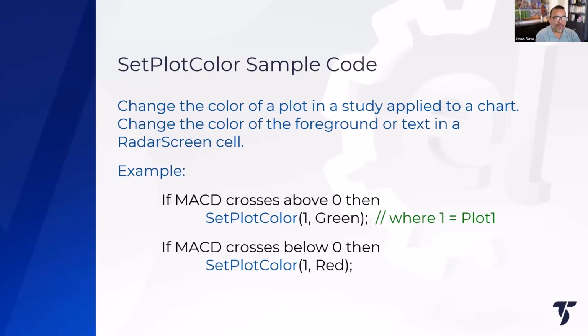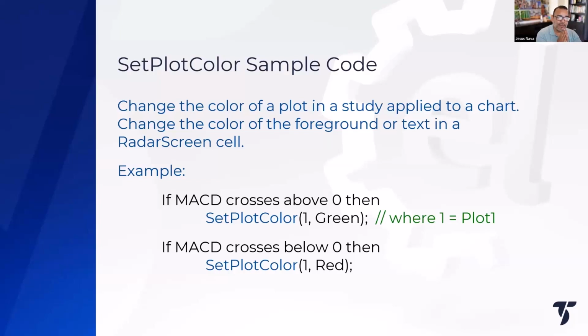If the MACD crosses above 0, then set plot color to green. And if MACD crosses below 0, then set plot color to red. Notice that inside the parentheses, we're using the actual word green and the actual word red. So these are colors that already exist in the language.